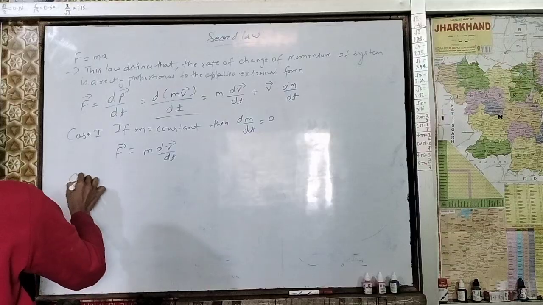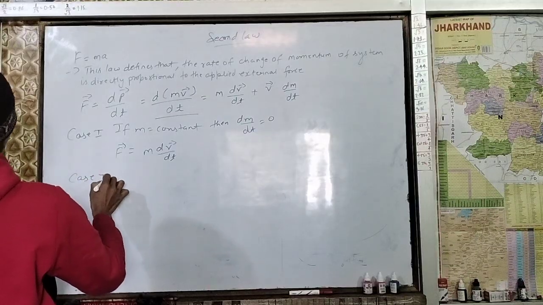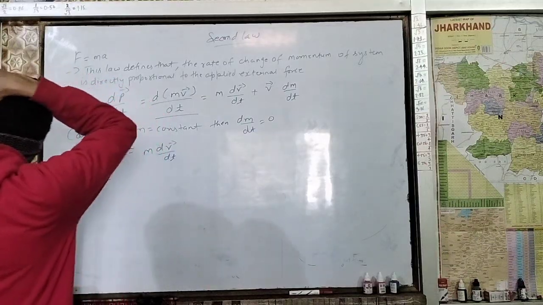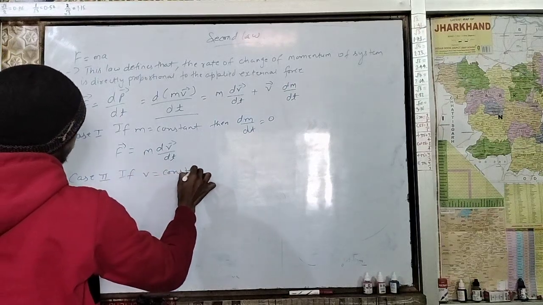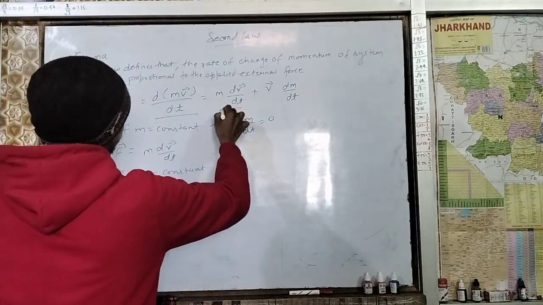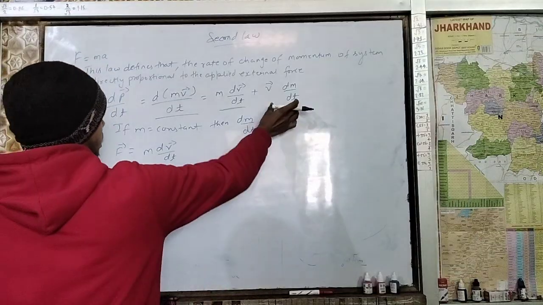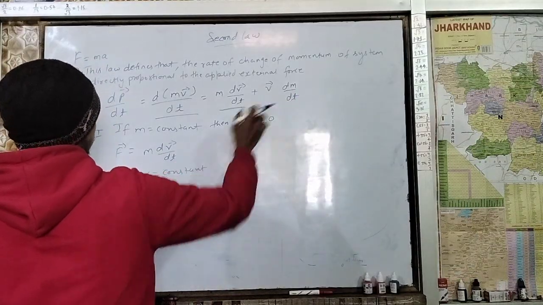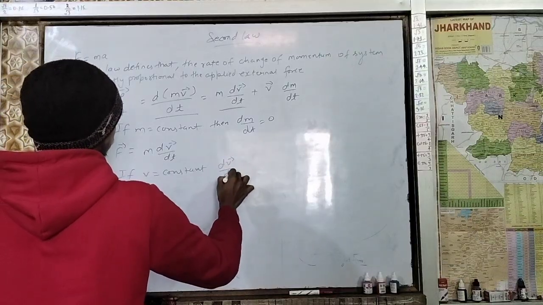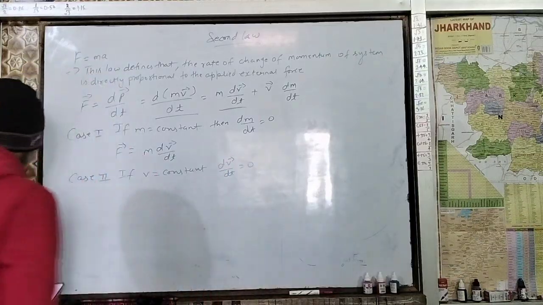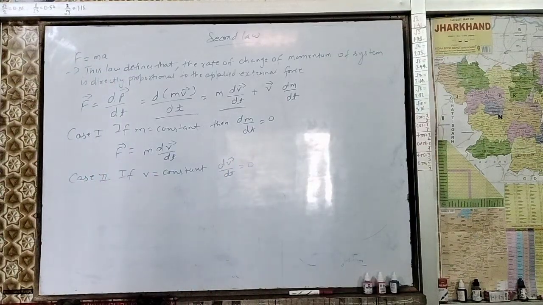Next, second, when velocity is constant. If velocity is a constant, in that case what will happen? This term will become 0, and this second term will exist. So dv upon dt will become 0.